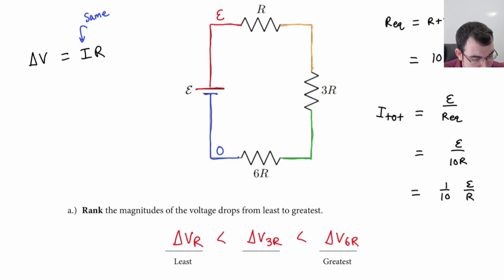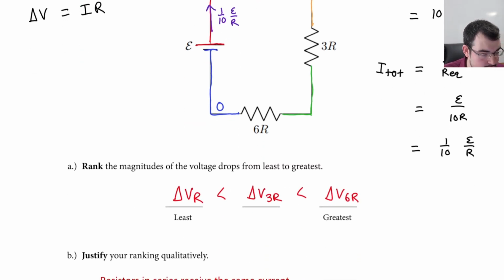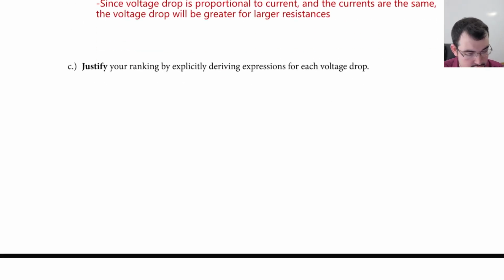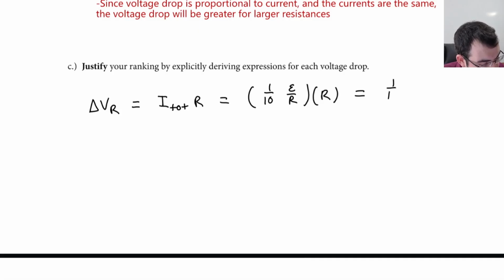All right, we've learned something new. Let's put it in our circuit. I is 1/10 epsilon over R. Okay, as our current. So let's do it. Delta V across the R resistor is just going to be the current through the circuit times R. Current through the circuit was 1/10 epsilon over R. R is R. So that's going to be 1/10. The R cancels, so we just get 1/10 epsilon.